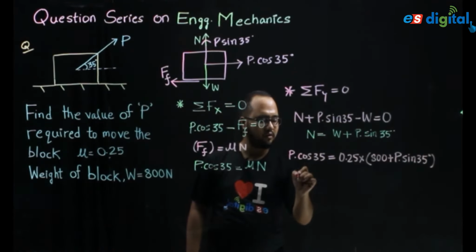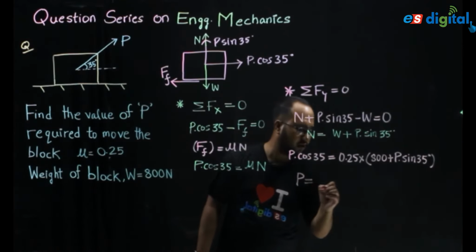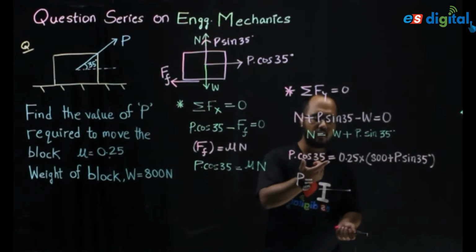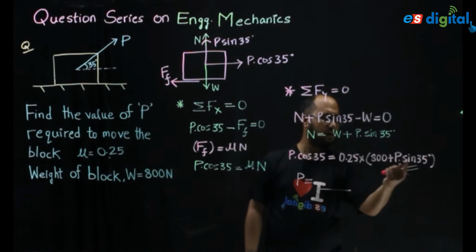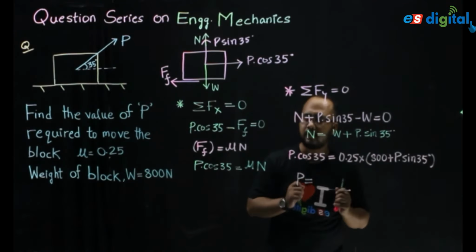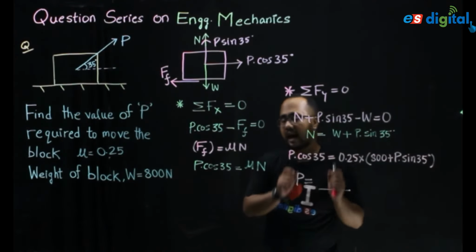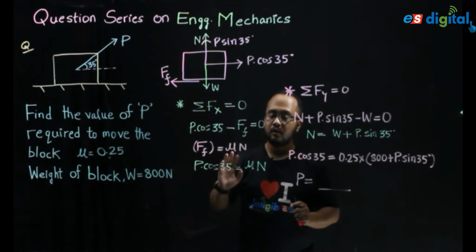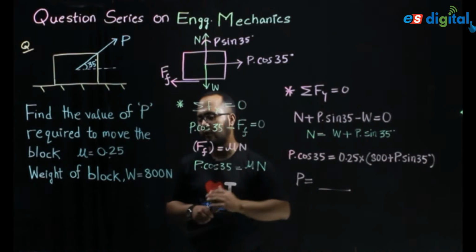From this particular equation we can easily get the value of P, because there is only one unknown here. We already know cos 35 and sin 35, and the only unknown is P. So we can directly find the value of P, and this particular value of P will be required to just move the block. So we get the basic idea of friction.